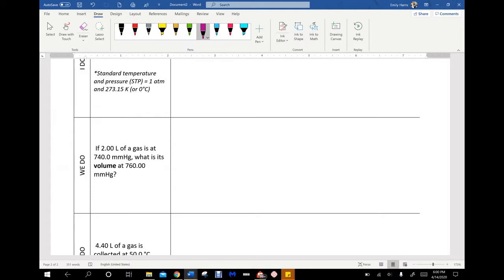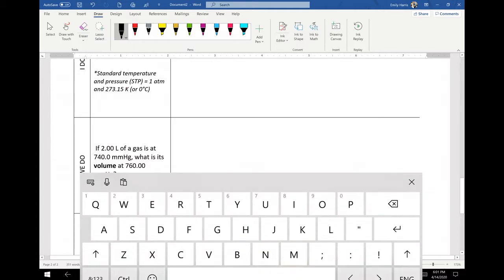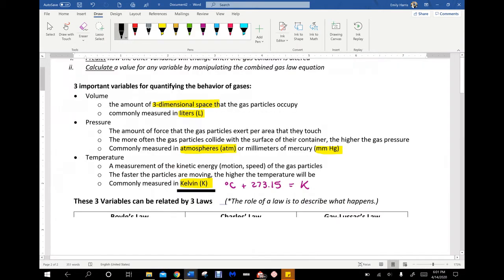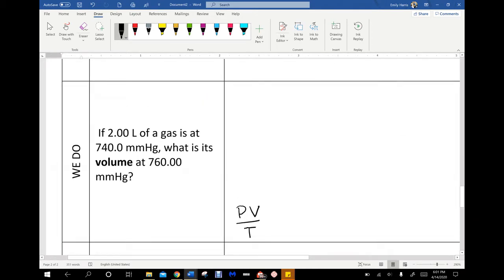So what we need to do first is figure out which variables we're actually working with here. So I'm going to write just the basic form of our ideal gas law, PV over T. And then let's read our problem and see which of those variables we'll actually be using. So back to our we do here. It says if 2 liters of a gas is at 740 millimeters of mercury, what is its volume at 760 millimeters of mercury? So when they start off, they give us 2 liters of gas.